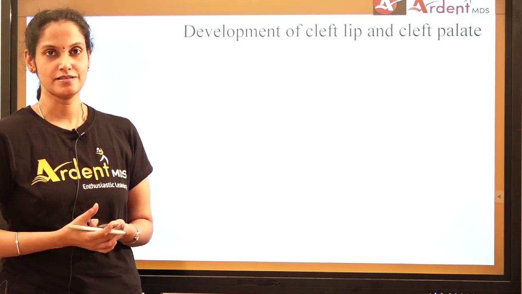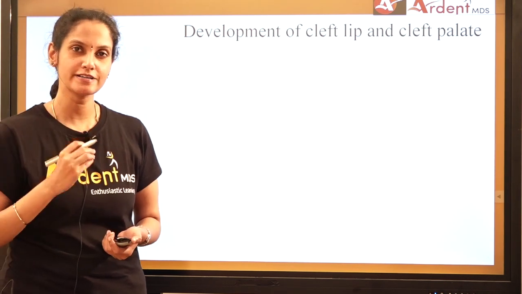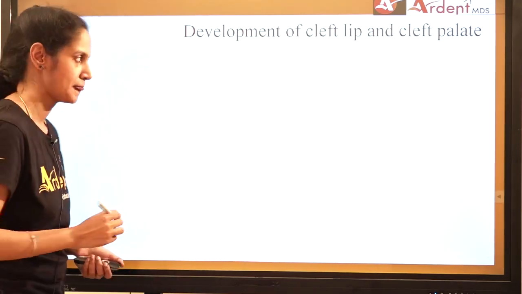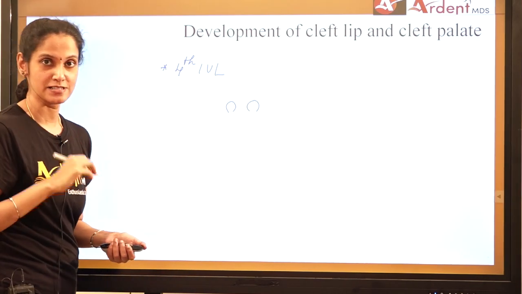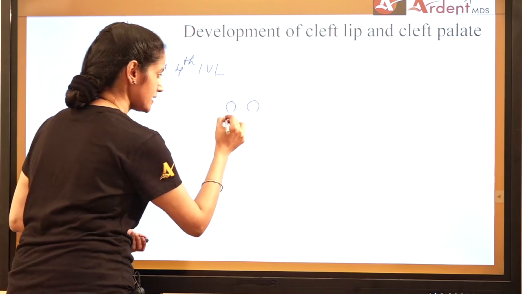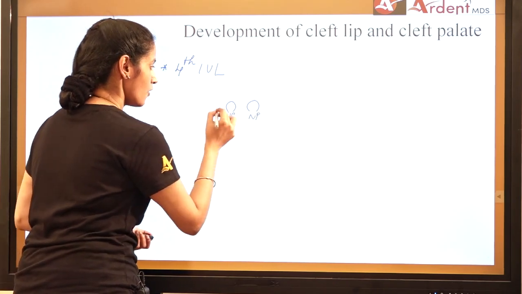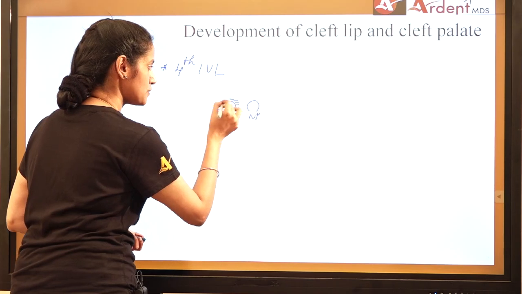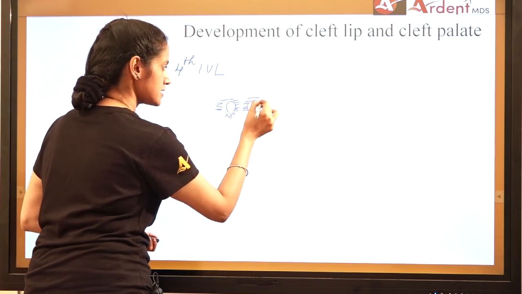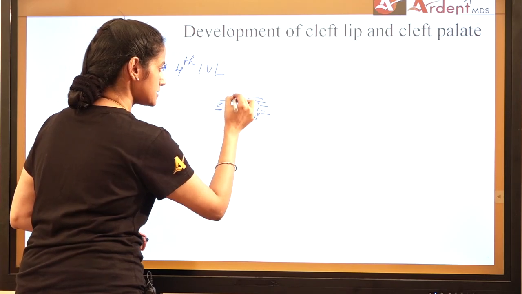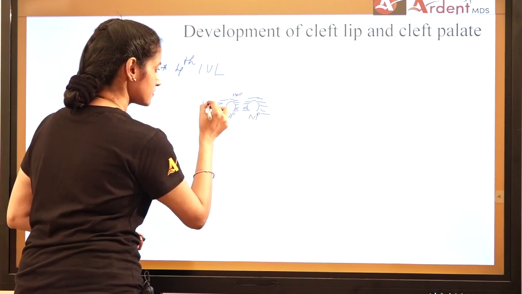For us to understand better how the cleft lip and the cleft palate occur, we need to know a few points regarding the development of the lip and the palate. Around the 4th week of the intrauterine life, nasal placodes develop on the inferior aspect of the frontonasal process. Okay, I'll mark it as NP. On either side of which an ectomesenchymal proliferation occurs, resulting in the formation of the median nasal process and the lateral nasal process.